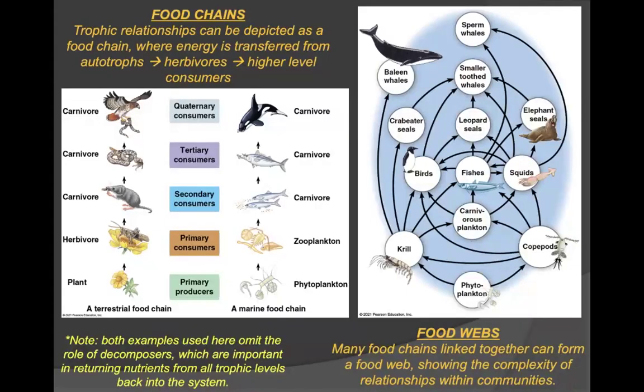Trophic relationships are generally represented by creating food chains or food webs. In a food chain, the trophic relationships are depicted as a chain or in a linear fashion, where energy is transferred simply from autotrophs to herbivores to higher level consumers, as we can see in the terrestrial and marine food chain depicted below. Food webs, on the other hand, link many food chains together. These typically form a web-like structure demonstrating the complexity of the relationships that exist between organisms within a community.